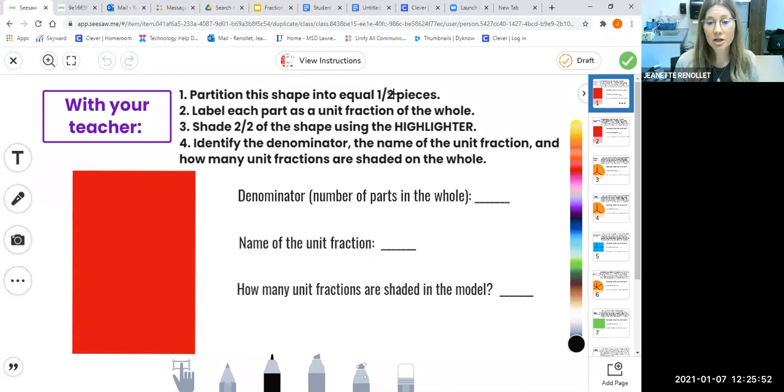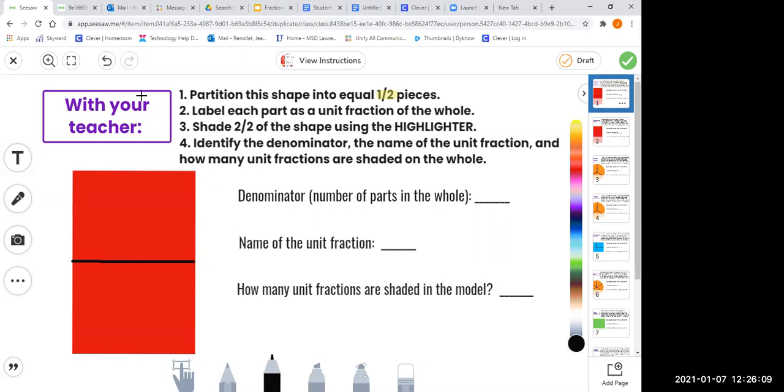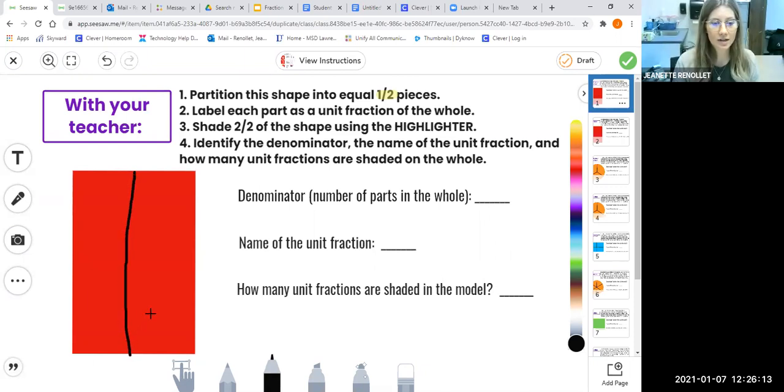I see some information. It tells me to partition into half. So I'm going to partition or cut my shape in half. I know I can partition like this, or I can partition up and down like this. And when I do up and down, it's harder for me to do it nice and straight. So I think I'm going to stick with left to right.